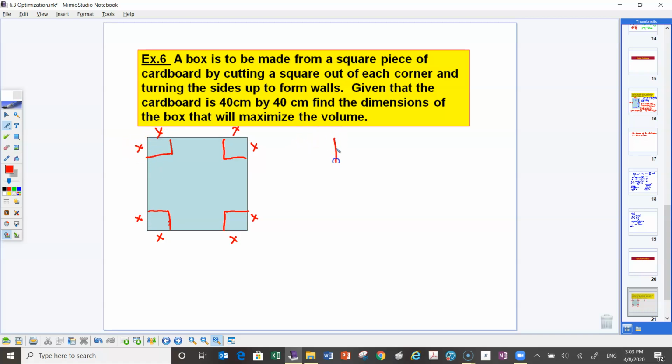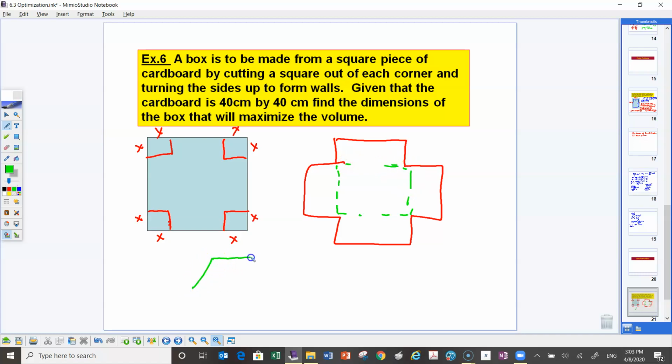So when we're done cutting out the corners, it's going to look like a big fat plus sign. And then we are basically folding these sides up. And when we do that, we will get a three-dimensional box that will look something like this. Now, we can label some sides for this. So again, I'm going to let x equal the length of the cut.